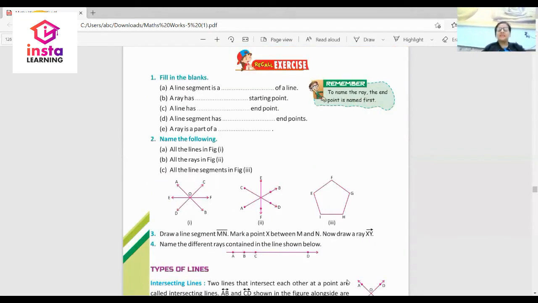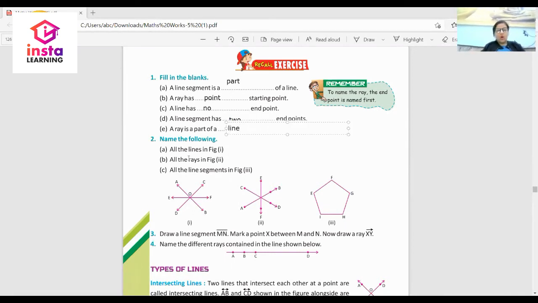In that, a line segment is a part of a line. Just write here, part of a line, P-A-R-T. A ray has a starting point. Okay. A line has no end point. A line segment has two end points. A ray is a part of a line.